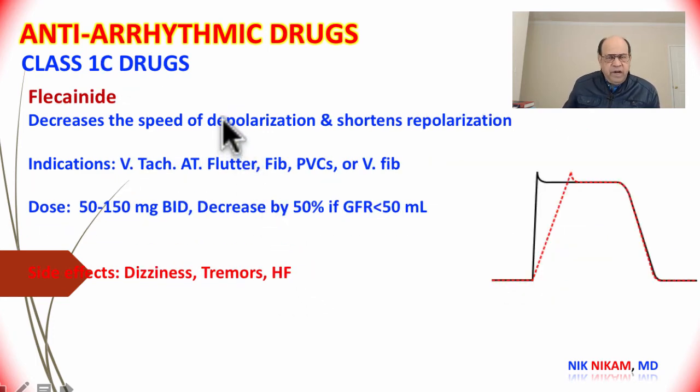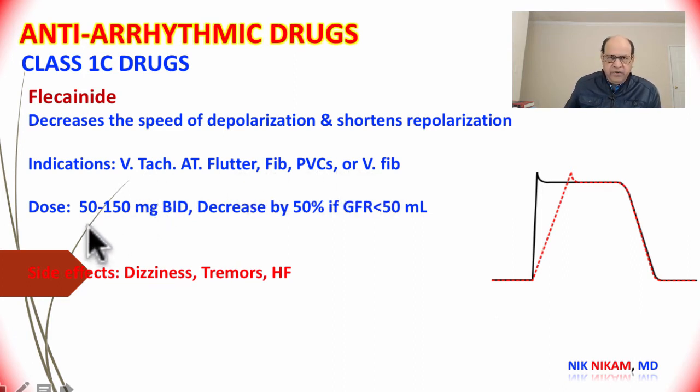Now let's move on to class 1C drugs. Flecainide is a drug which acts on the sodium channel or phase 0. It has no effect on phase 2, 3, or 4. It is useful in patients with ventricular tachycardia, atrial flutter, and ventricular fibrillation.